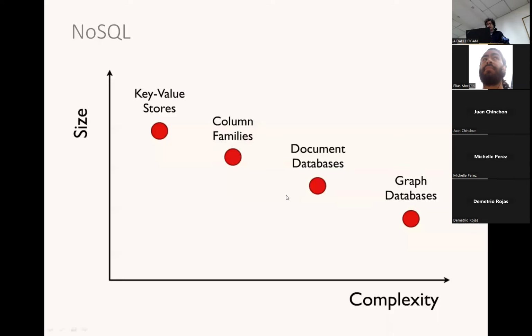So in terms of NoSQL, we already spoke about three different categories: key value stores, column families, and document databases. And the last family that we have to discuss today is graph databases. We see that graph databases are the most complex of these families, but also the least scalable. Somehow we have more expressivity in terms of queries that we can answer with graph databases than when compared with the other families of NoSQL.